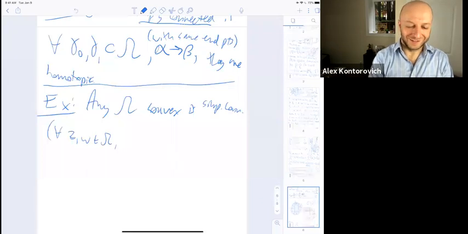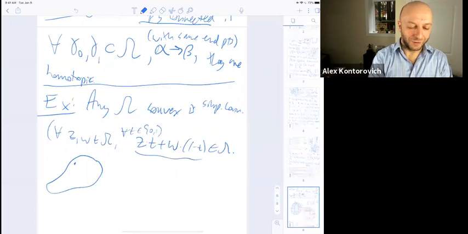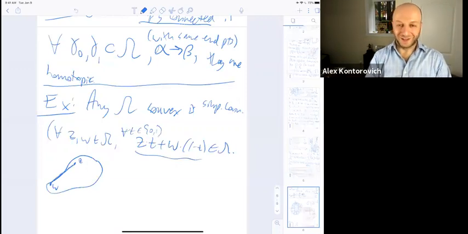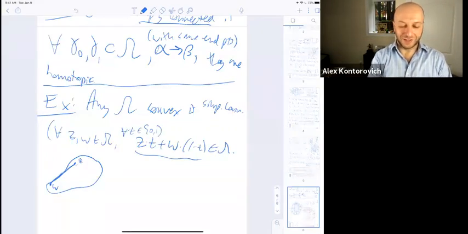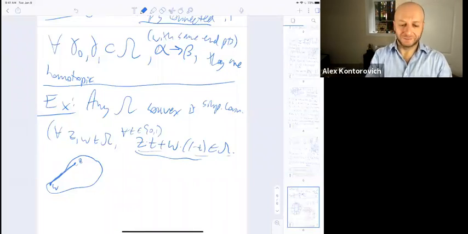We can take a line between the points and it stays in the set. A linear combination, a convex combination, except I can't call them different letters. So for all t in [0,1], this thing is in omega. Whenever you have omega, if you have a point z and a point w, then the line through them needs to be entirely contained in omega. Why is this simply connected?